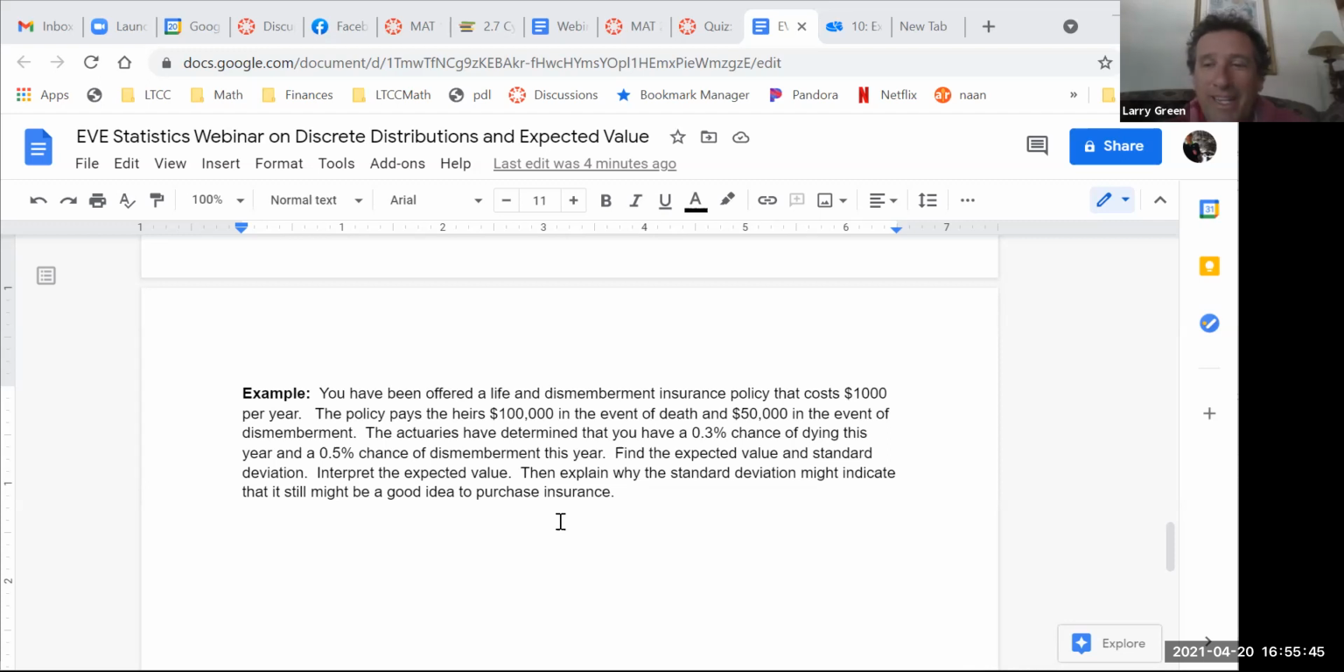What's dismemberment? An example of dismemberment is if you have an accident and your hand gets chopped off. Or maybe a knife goes through your eye and you go blind. So all the really bad things that could happen to you, but you don't die. Does that make sense? And there's a lot of policies. So basically you become disabled because of some disaster, but not dead. And that's standard in a lot of insurance policies.